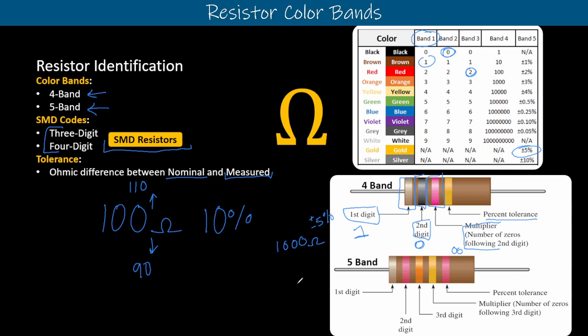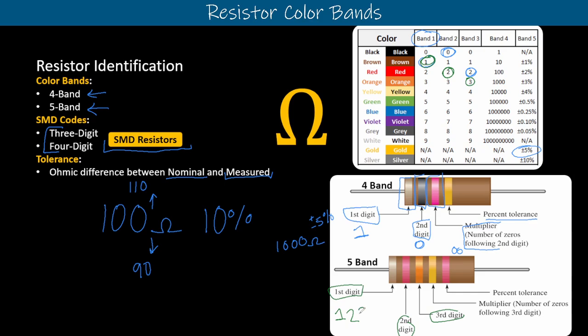The 5-band resistor is very similar, except they go after 5 different main numbers. And so the first digit here is brown. So we'll circle our brown for that one. That's our first digit. It's a 1. The second digit is red. And so we'll circle our red for the second digit. That's a 2, so we'll plug that in there. The third digit is orange, and so we'll circle that third digit on orange.